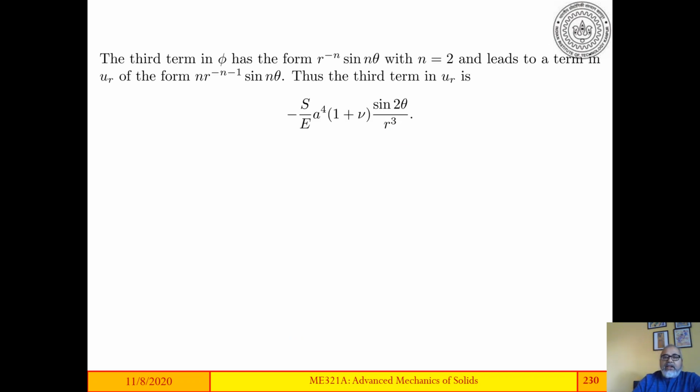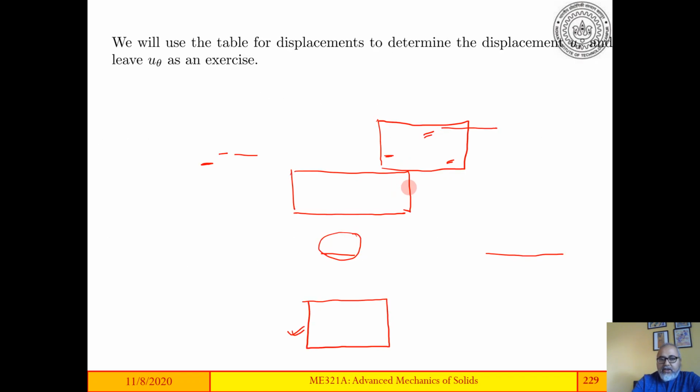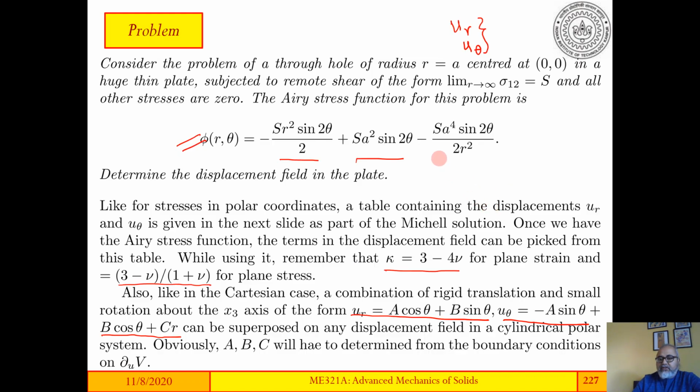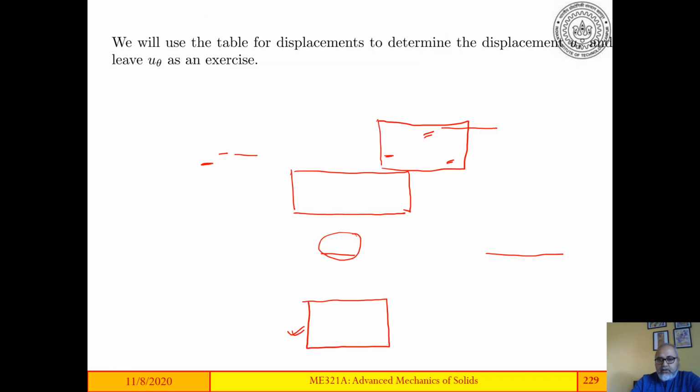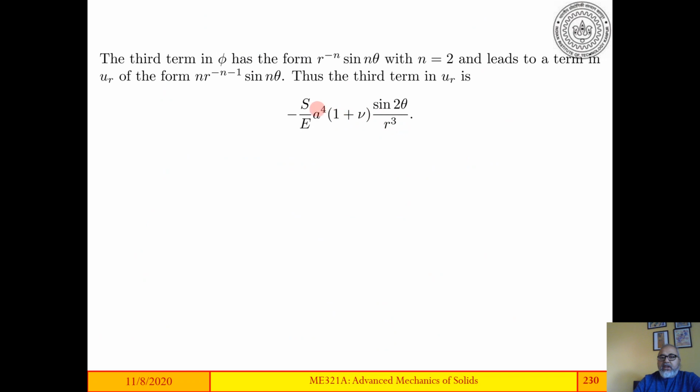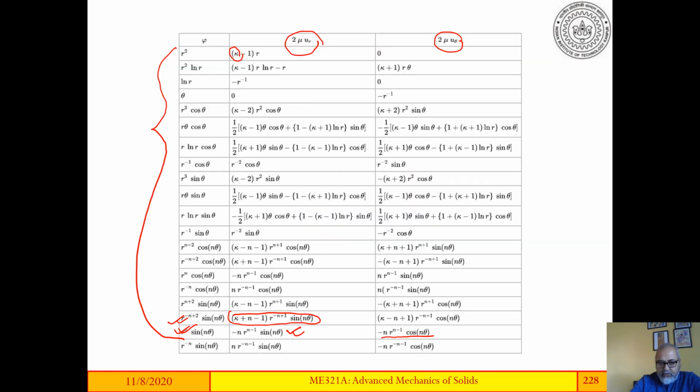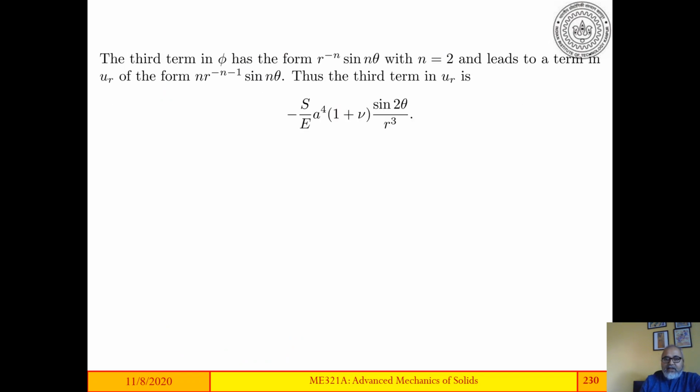Okay, and then we are left with the last term in phi, which was this, and this can be had from r to the power minus n sine n theta with n equal to 2, and that is here, r to the power minus n sine n theta with n equal to 2, and that gives rise to this strain, this displacement, sorry, and that is the last term.